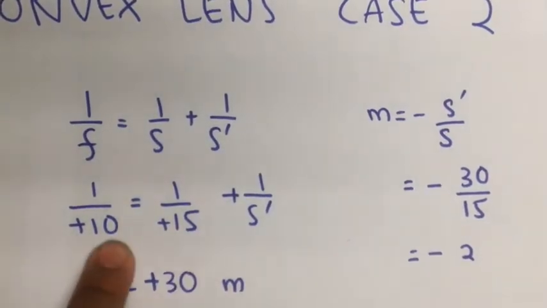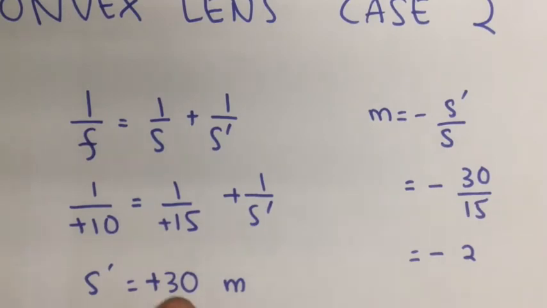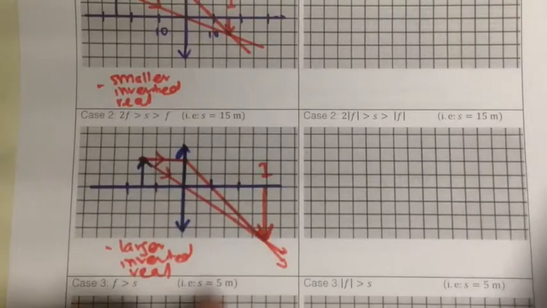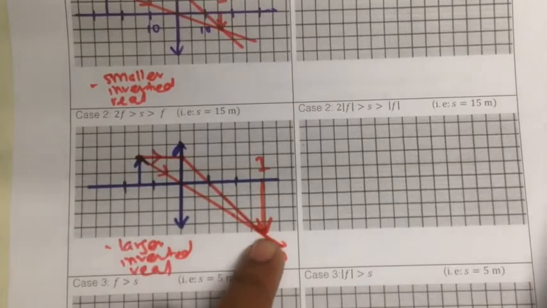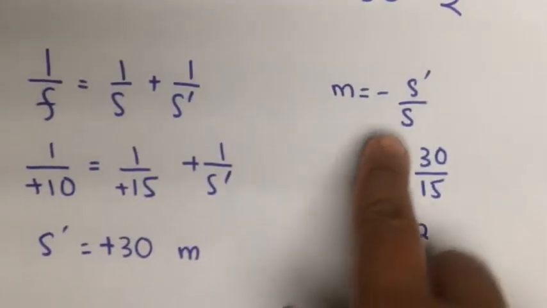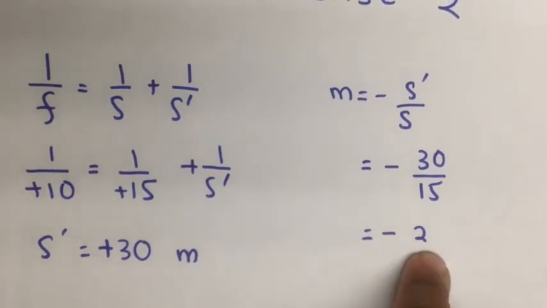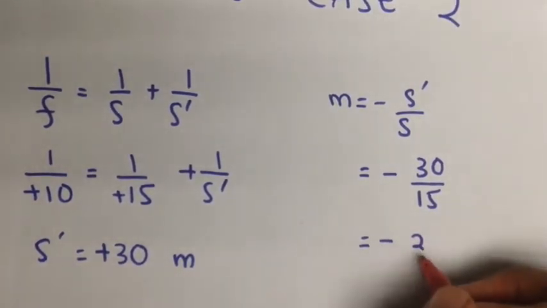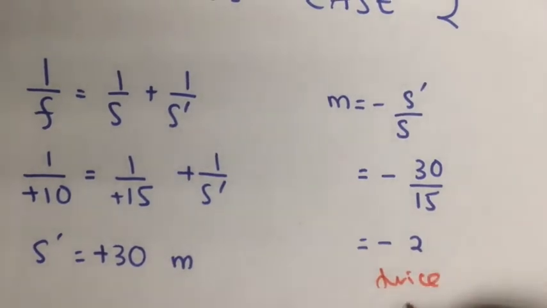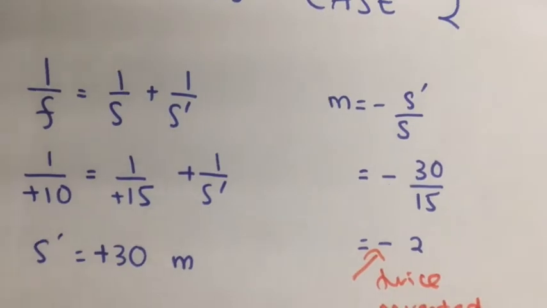The same f, now it is closer, 15, and the object is positioned at 30 meter. So it nicely predicted our answer for the image. And for the magnification, plug in 30 divided by 15, we have minus 2. Minus 2 means the magnification is twice larger and it is inverted because of this negative.